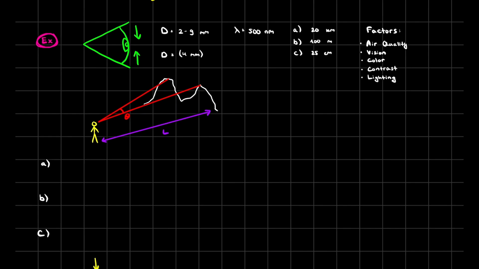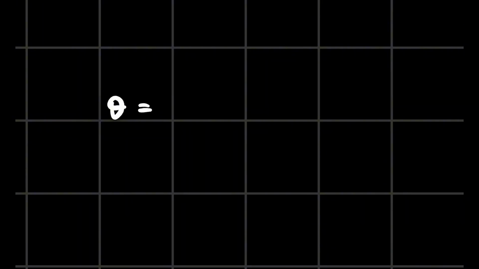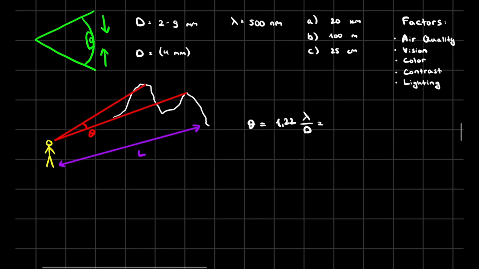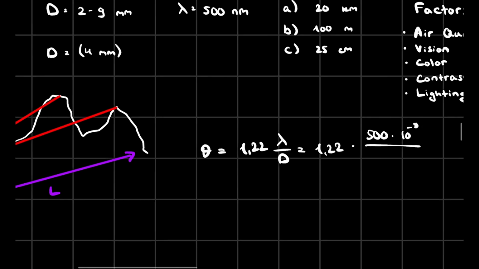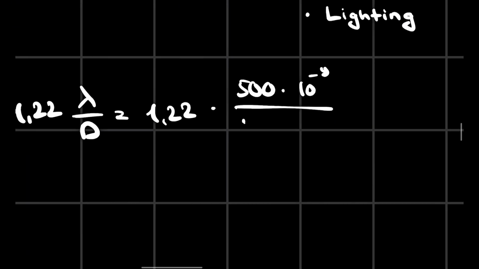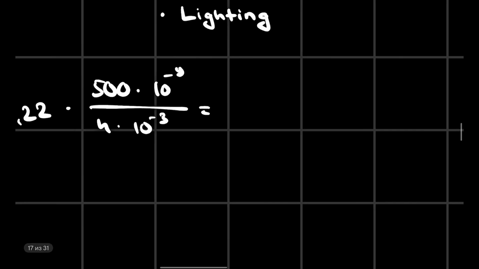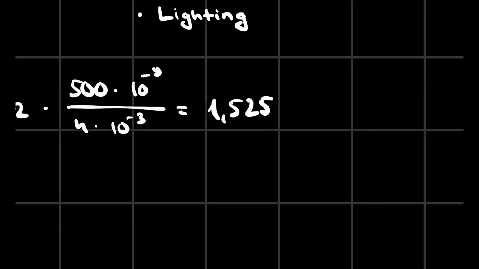So what we should do first is apply this formula, which is theta equals 1.22 lambda divided by d. If we apply these numbers, it would be 1.22 multiplied by lambda, which is 500 nanometers, which is 10 to the power of minus 9, and here we have d, which is 4 millimeters. This is 4 multiplied by 10 to the power of minus 3. Let me calculate it. 1.525 times 10 to the power of minus 4 radians.